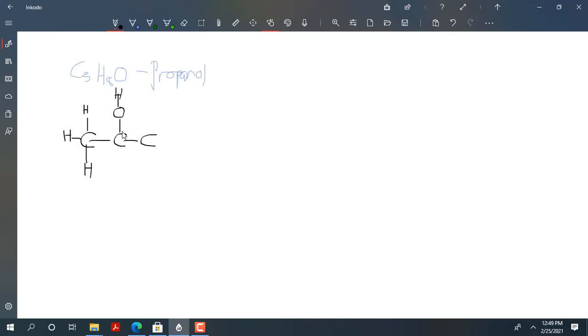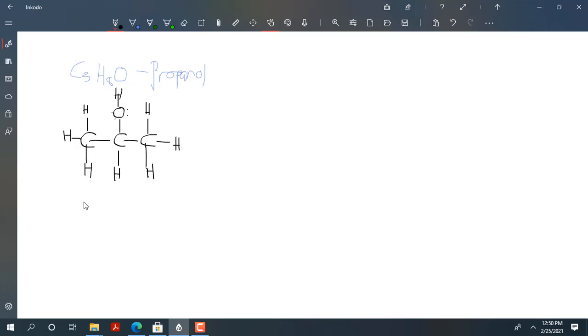As we notice, oxygen belongs to group 6, so there are free valence electrons. I label this as 4 dots. Then we have another carbon here with hydrogens. Let's check: we have 3 carbons and should have 8 hydrogens, that's 1, 2, 3, 4, 5, 6, 7, 8, and 1 oxygen.